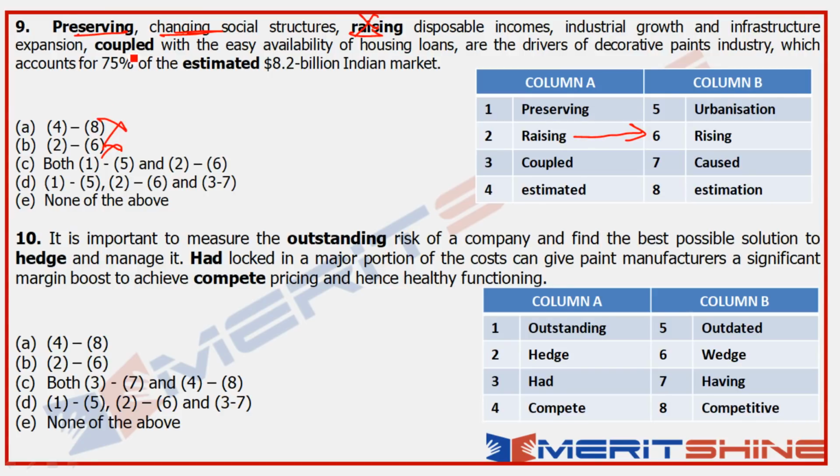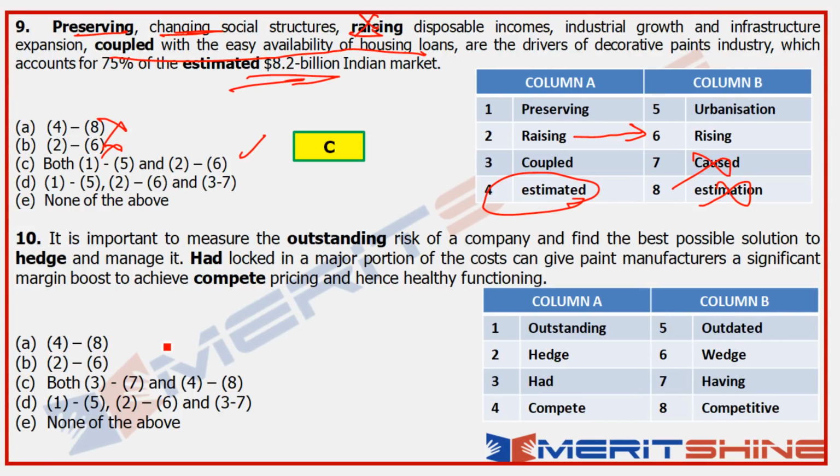Let's see 3 7: coupled with easy availability of housing loans. Yes, this is correct. Caused with, no. Which accounts for 75% of the estimated 8.2 billion. This is perfectly fine. Estimated 8.2 billion. Estimation of should have been there. Estimation by itself, no. So this is also fine. So 1 5 2 6 C is the answer.